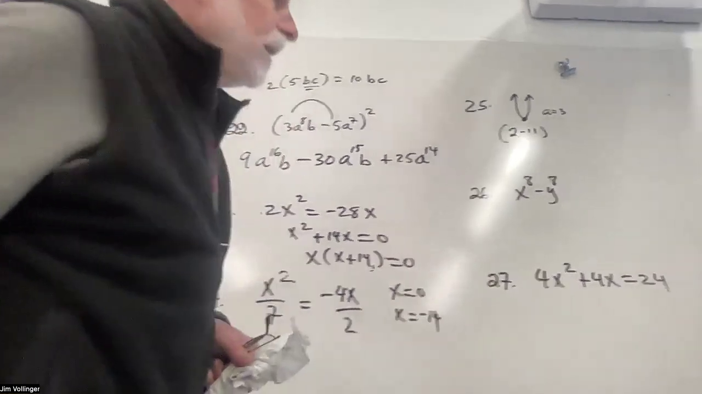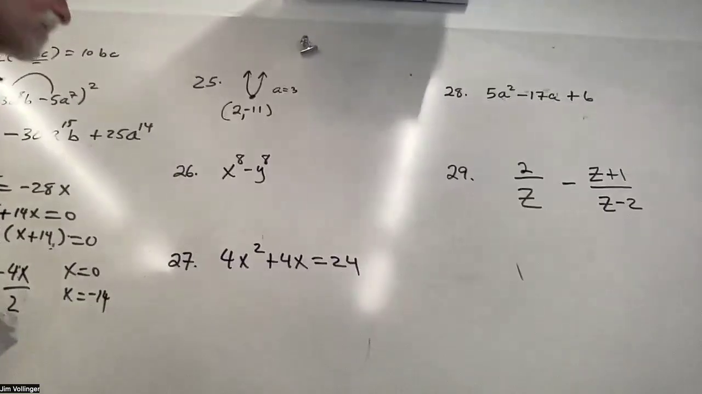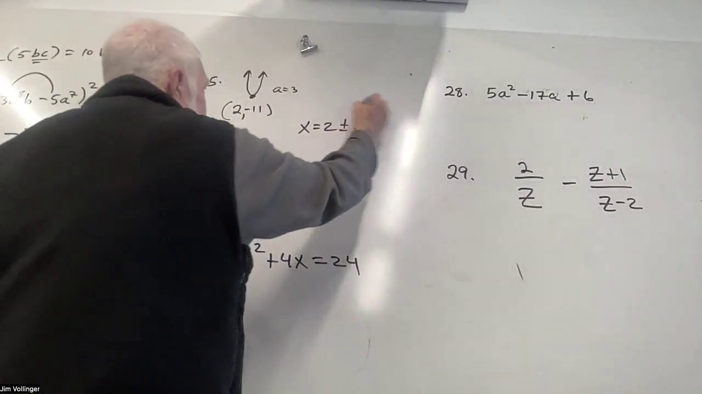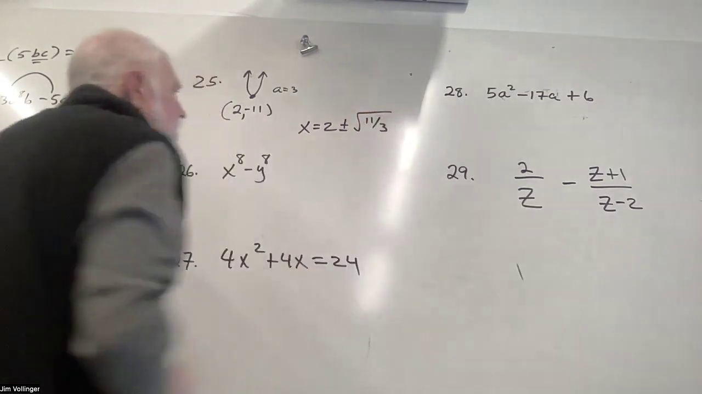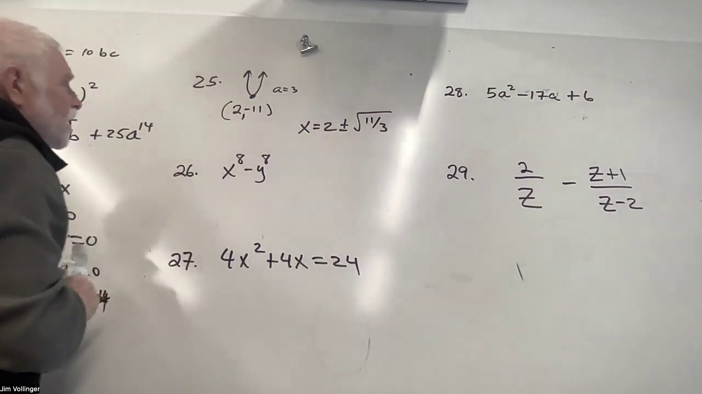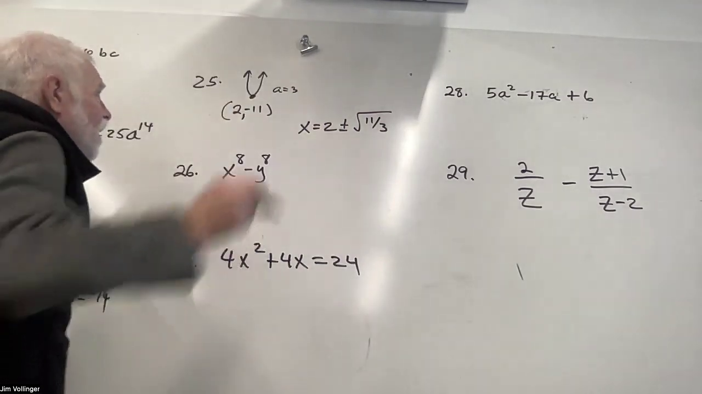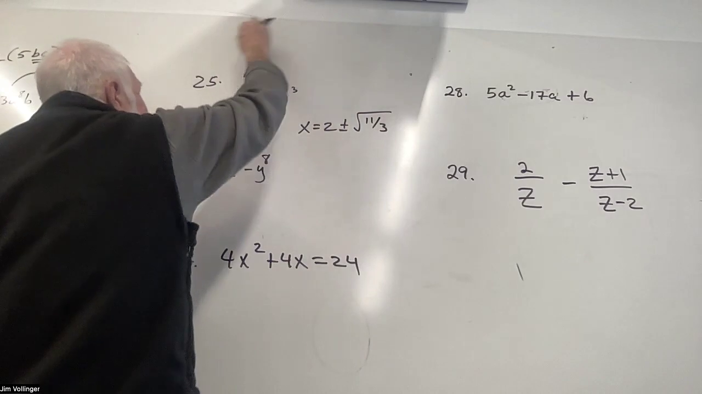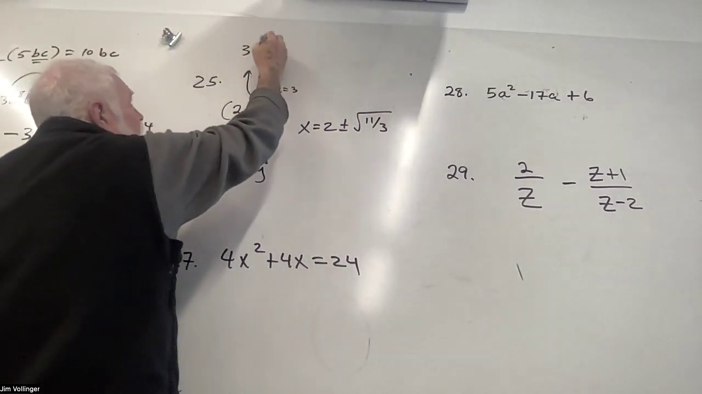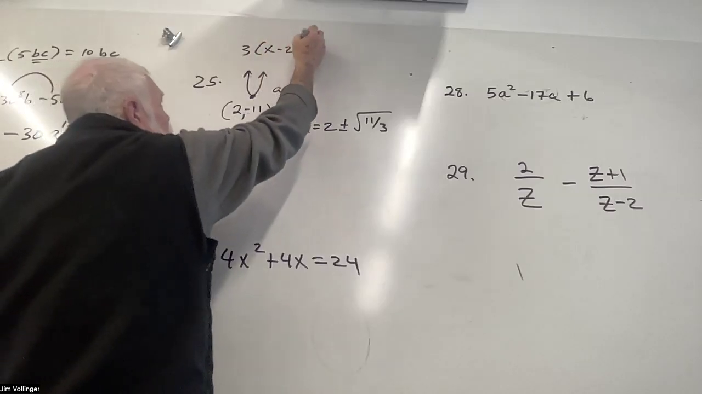All right, let's go, Renee. Let's get the roots. So the roots are, looking at it, x equals 2 plus or minus the square root of 11/3. How do we know that? Because if you put this in graphing form, you're going to get a rotator cuff problem. And let's move that. All right, so a 3x minus 2 squared.